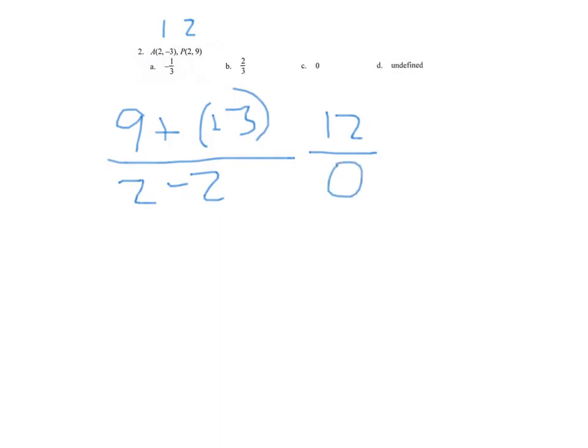Now notice that we have 0 in the bottom here. You're not allowed to have 0 in the bottom. Remember, it doesn't work. That's undefined.